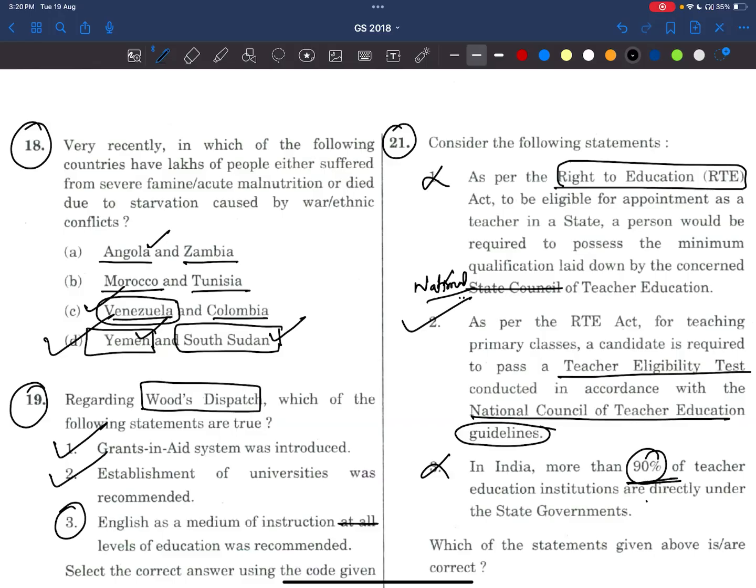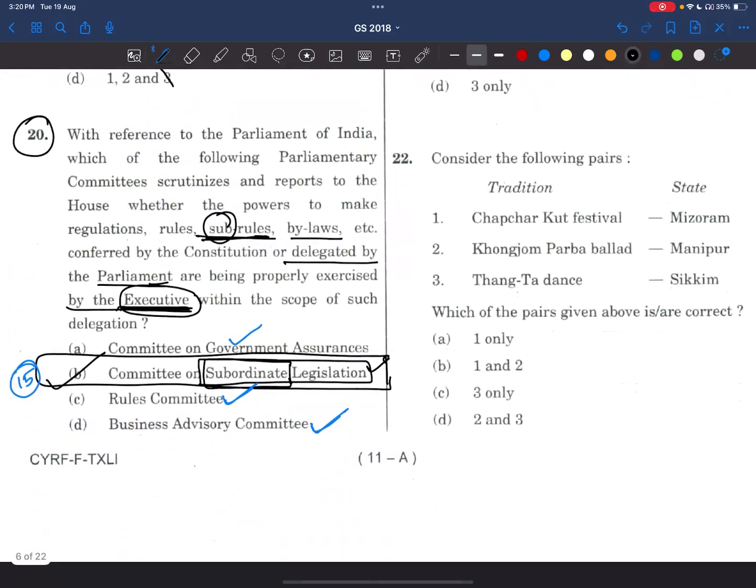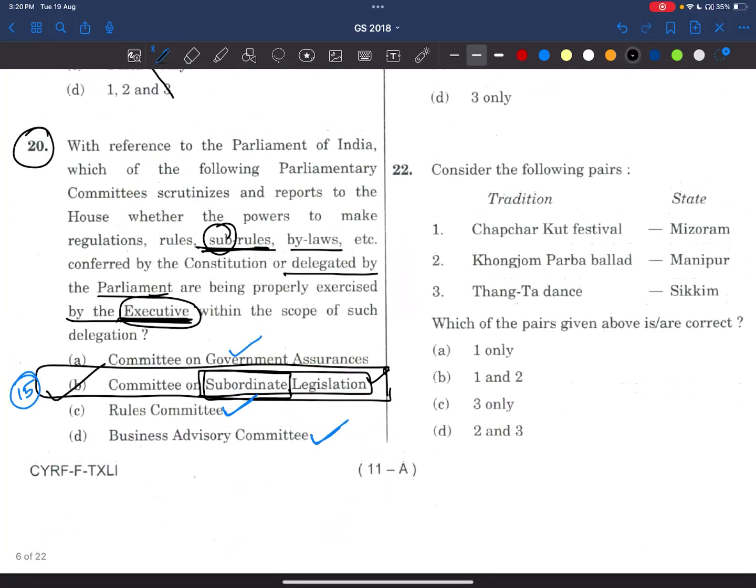Right, now coming to the 22nd question. Consider the following dates. See here, friends, UPSC is asking about tradition and the state. See, if you don't know these type of questions, please don't try to do anything in the exam. Okay, please skip this type of questions. Okay, don't waste time. You can use this time in any other question. Okay, if you don't know, please try to skip this type of questions.